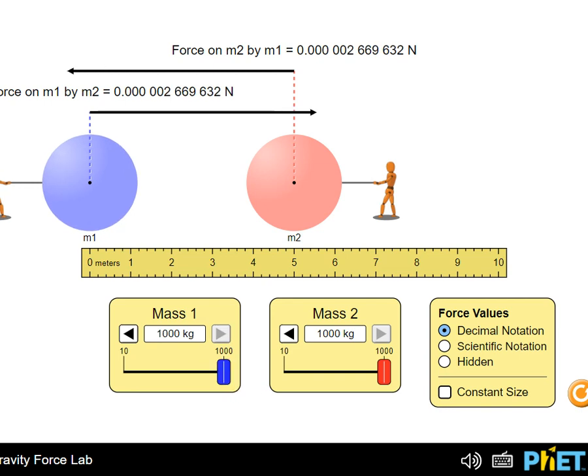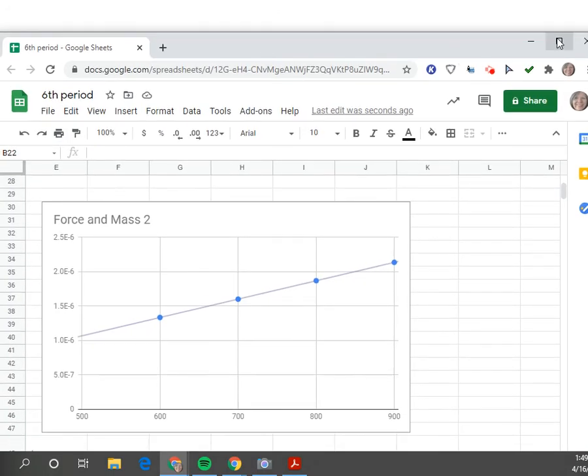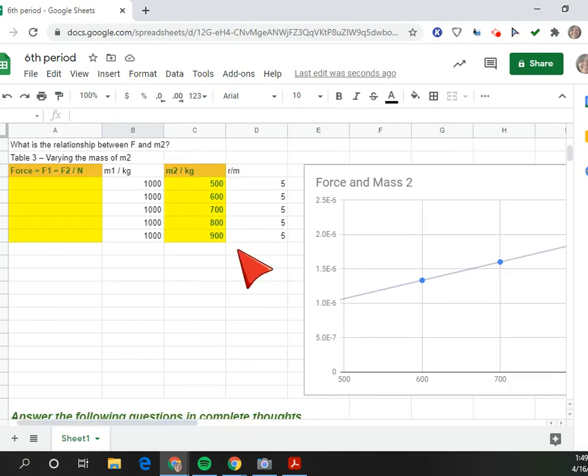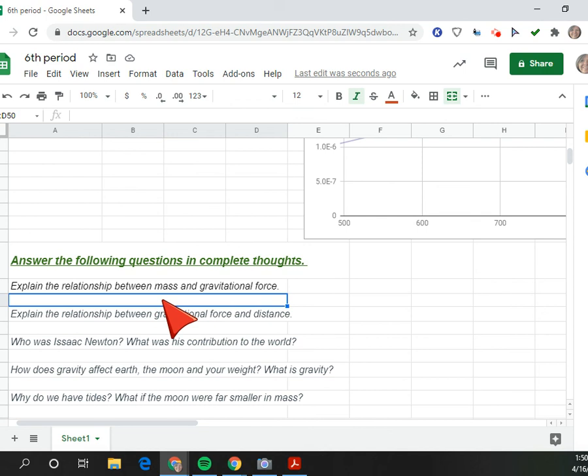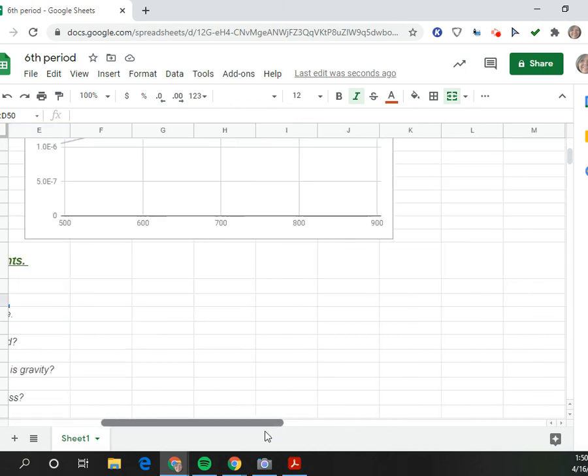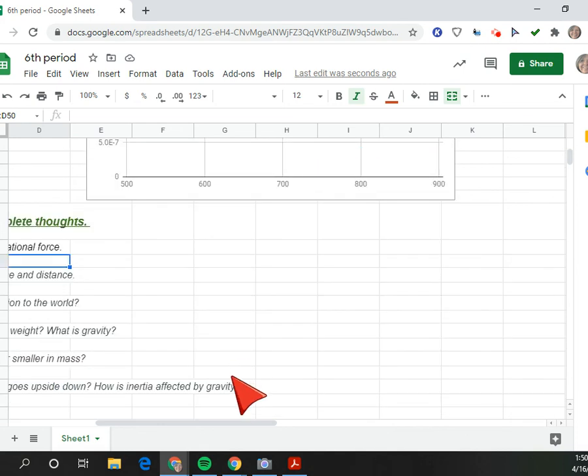So let's look at the sheet there. We have just a little bit of time left. We can answer the questions that are in the sheet from what we've already done, I'm pretty sure. So mass and gravitational force, that was the one we just did. So looking at this graph here, mass and force. As the mass increases, the force also increases.